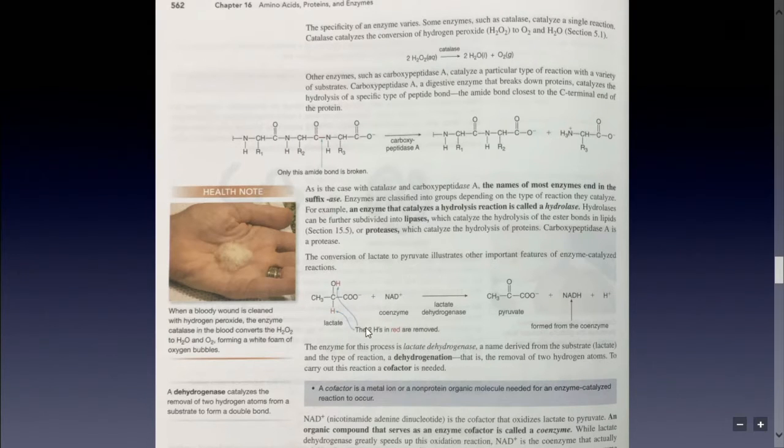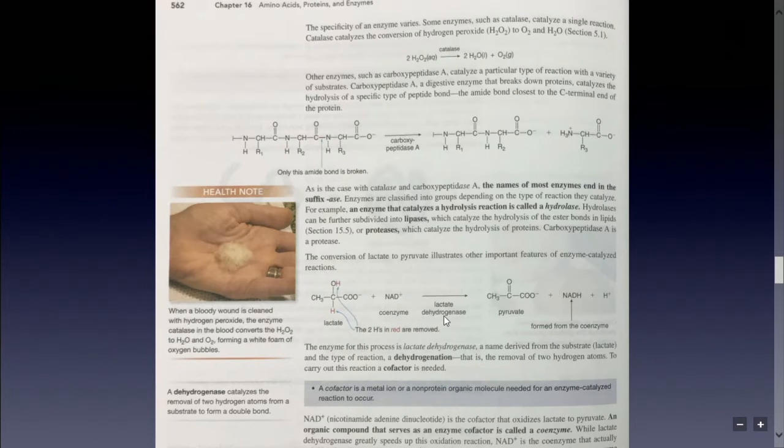And so here's how. You're going to use this enzyme, this catalyst called lactate dehydrogenase. And so again, the name tells the story. It's acting on lactate, so that's why it's called lactate dehydrogenase.